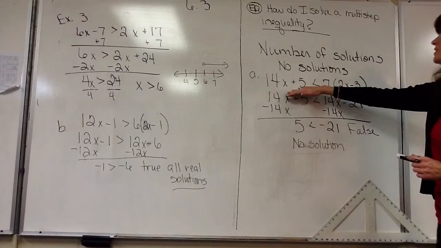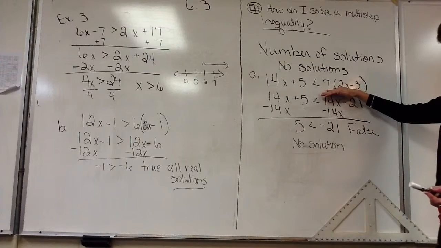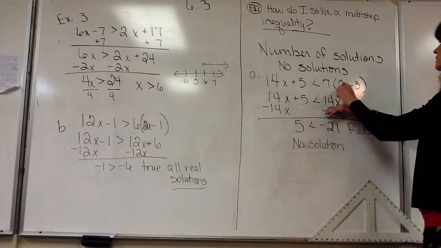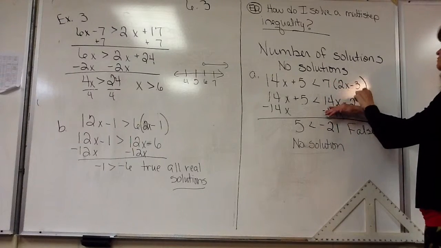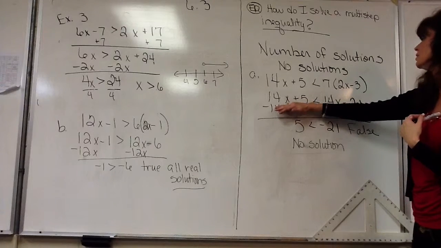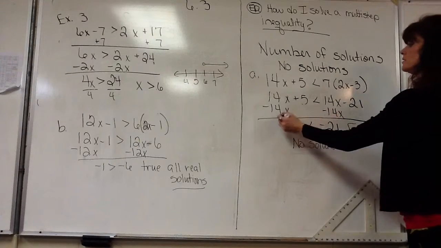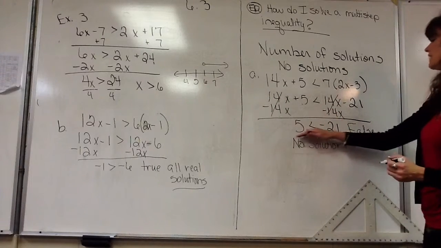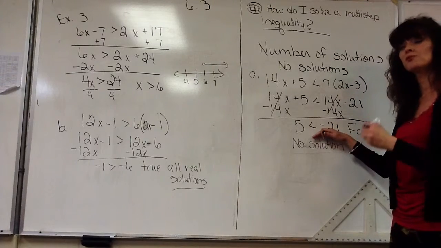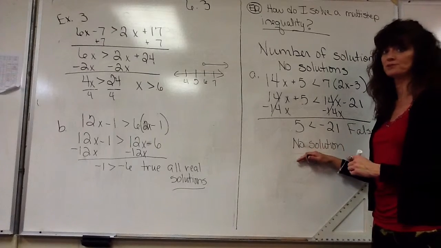This one I have 14x plus 5 is less than 7 times 2x minus 3. So, still following our steps of solving equations, we're going to use distribution. 7 times 2x is 14x. 7 times negative 3 is negative 21. So we have 14x plus 5 is less than 14x minus 21. And notice I can subtract 14x from both sides, and we get 5 is less than negative 21. Well, that's not true. We know that negative 21 is less than 5, and because it's false, it means I will have no solution.